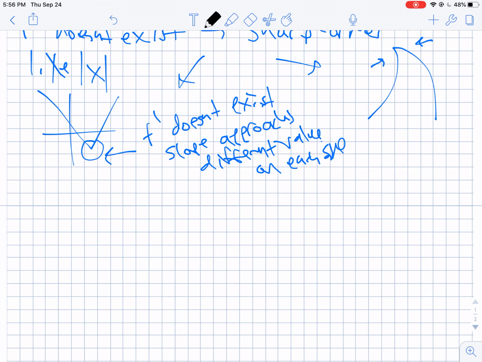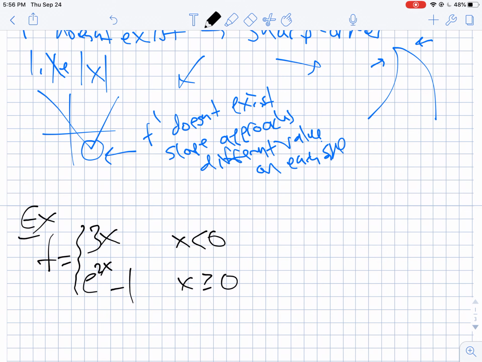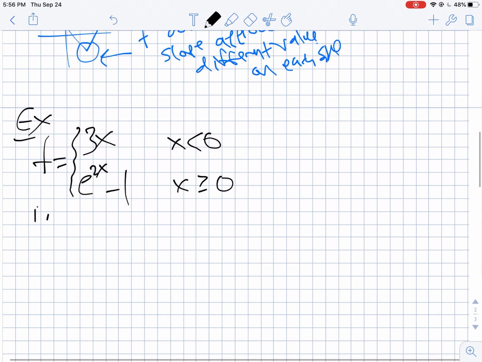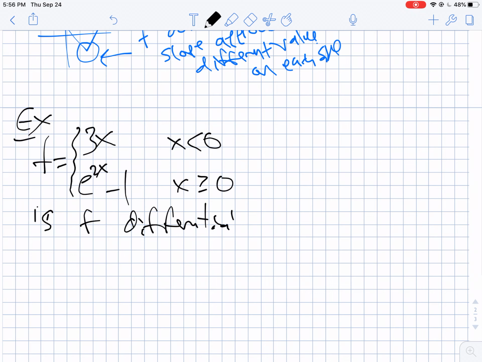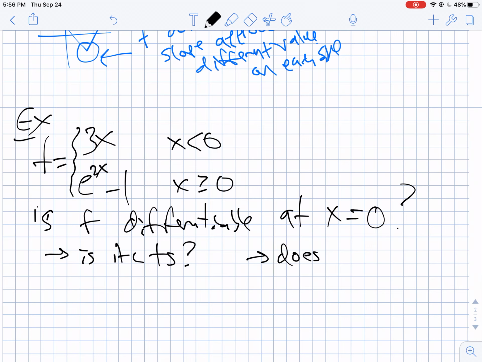One of the only questions you'll see about this is, for example, f of x equals 3x when x is less than 0, and e to the 2x minus 1 if x is greater than or equal to 0. And the question I might ask is, is f of x differentiable at x equals 0? Well, you need to check the two things, right? You need to first check, is it continuous? And then does f prime exist? And with f prime existing, we mean that f prime is the same on both sides as well.